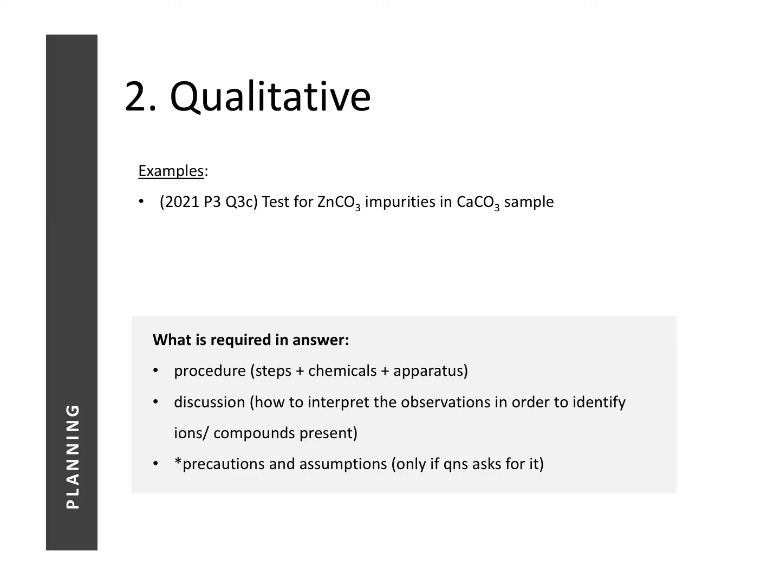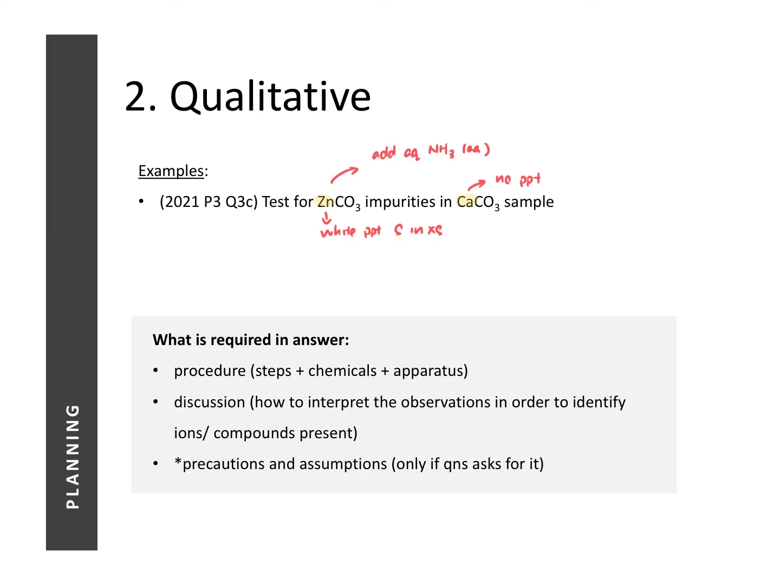So for qualitative experiments, it has to be related to QA, which we have learned in the syllabus. And in this question, the difference lies in the metal cation. Now, this means that we need to think of a QA test which will allow us to distinguish between zinc and calcium. Many students will be able to quickly recall that the definitive test to distinguish between zinc and calcium ions would be to add aqueous ammonia. Reason being, zinc would give a white PPT, soluble in excess, whereas calcium would not give any PPT.